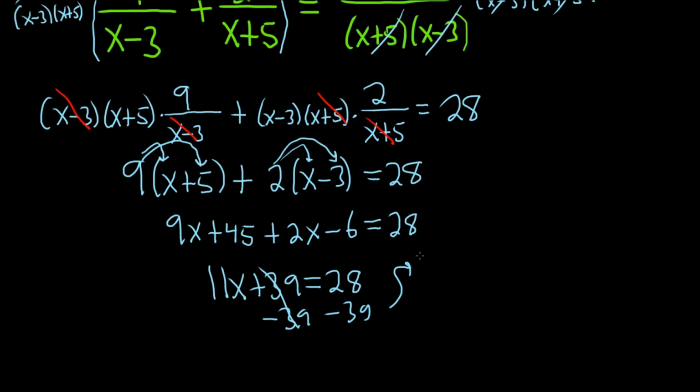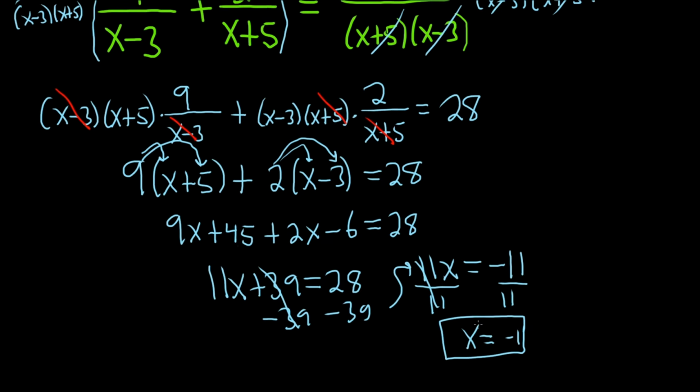So we end up with 11x equals negative 11, right? 28 minus 39 is negative 11. And then x is being multiplied by 11, so to solve for x, we'll just divide by 11. So divide by 11, divide by 11, boom, there it is. We get x equals negative 1, good stuff.